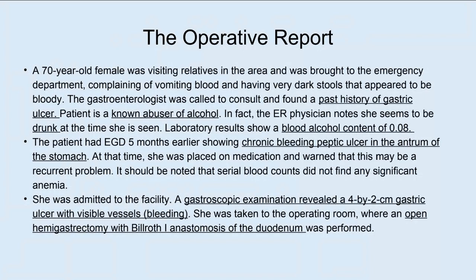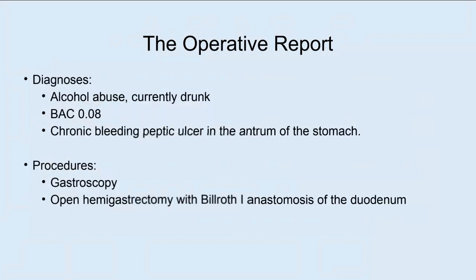So this is what's important, and all the rest of this is interesting and needs to be documented, but doesn't help you with coding. So this is what we came up with. That page-long op report has been condensed to this. Alcohol abuse, currently drunk. Blood alcohol content 0.08. Chronic bleeding peptic ulcer in the stomach. Procedures, gastroscopy, and hemigastrectomy with Billroth-1 anastomosis of duodenum. So all of that has been condensed down to here. This is much easier to work with than looking at the whole report and reading it over and over again.